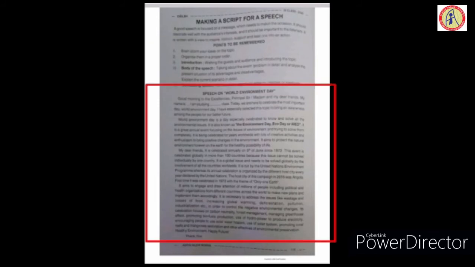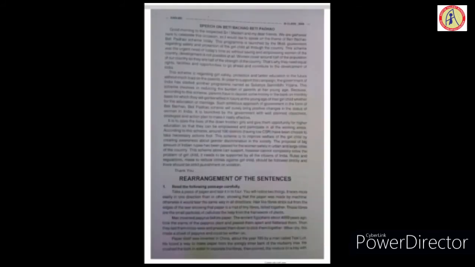Here is a speech given to you on World Environment Day. According to our points, this speech was given starting with the introduction, body of the speech, and concluding speech. Finally, at the end, we say thank you. And next, another example: a speech on Beti Bachao, Beti Padhao. This is another speech given to you. Go through both the speeches.